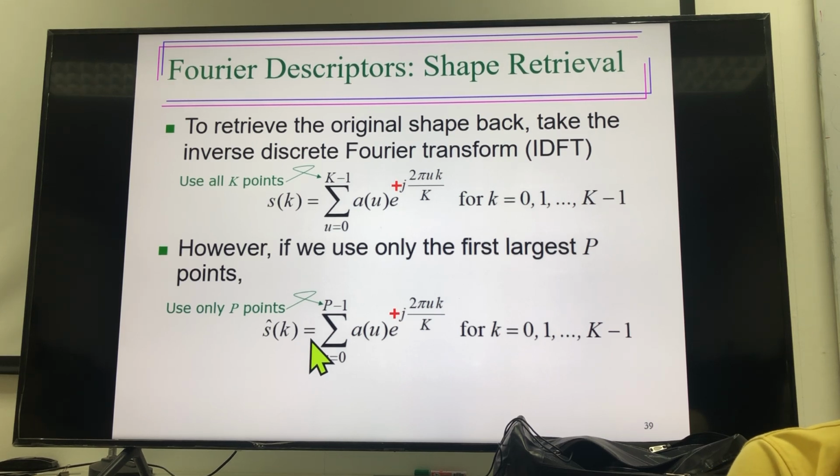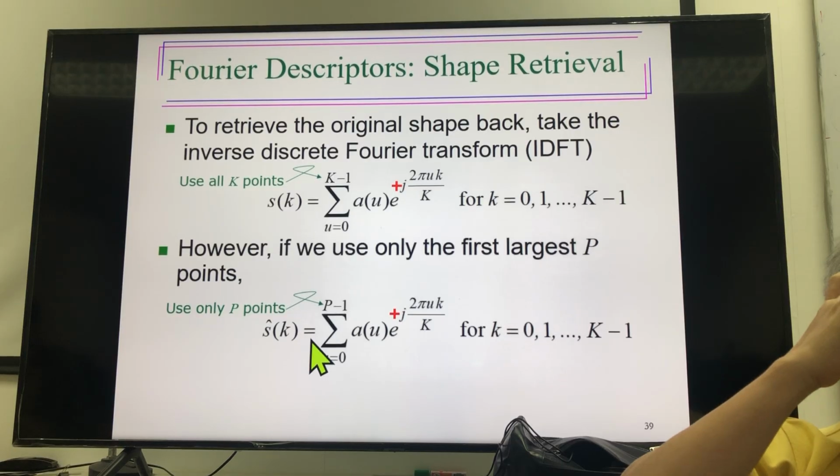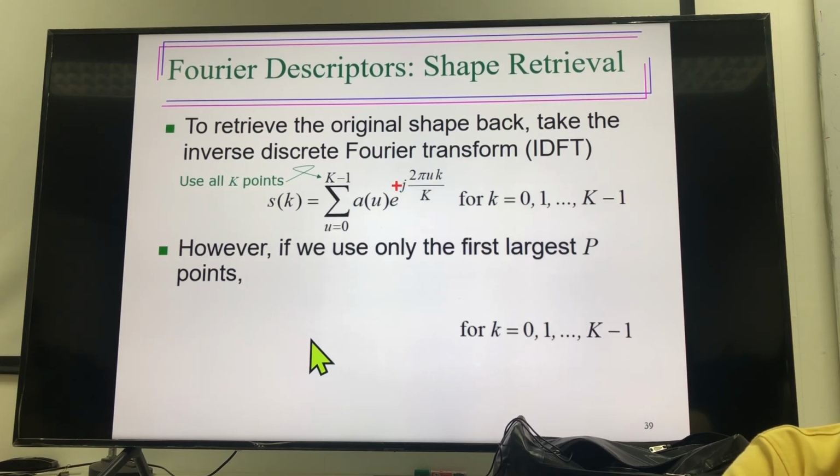Remember, the Fourier transform represents the frequency, right? So at the higher values, the higher Fourier descriptors are the high frequency. If you sum from 0 to P minus 1, the first P points, then you are getting rid of the high frequency. What happens when you ignore the high frequency? The object becomes smooth, right?